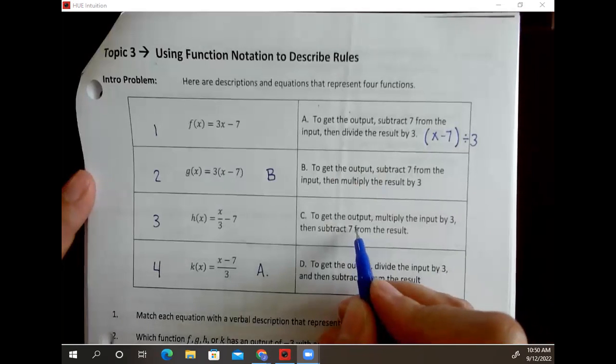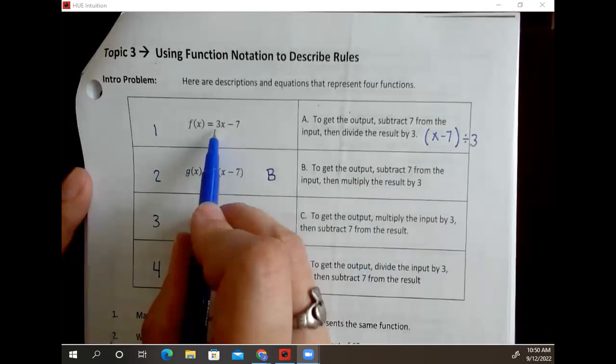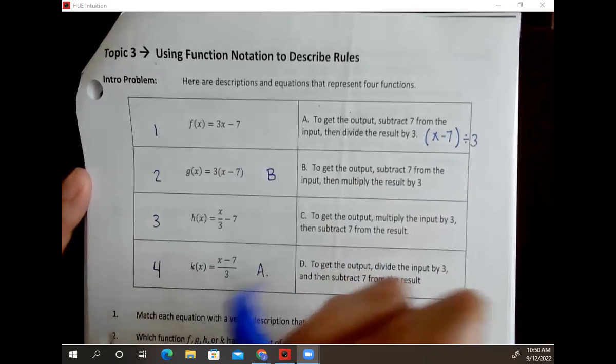C, to get the output, multiply the input by 3, then subtract 7. Let's see, which is this one? Number 1, multiply by 3, then subtract 7. I don't need grouping symbols here because order of operations tells me to multiply first, then add or subtract.